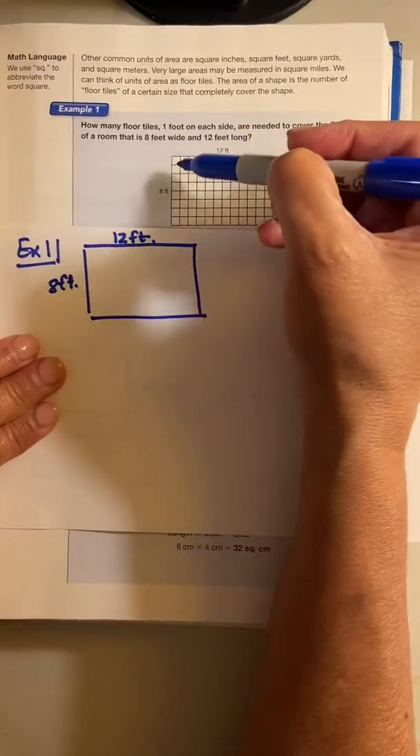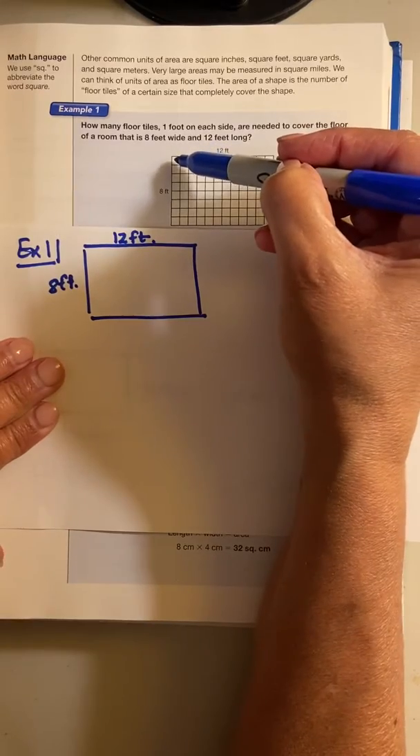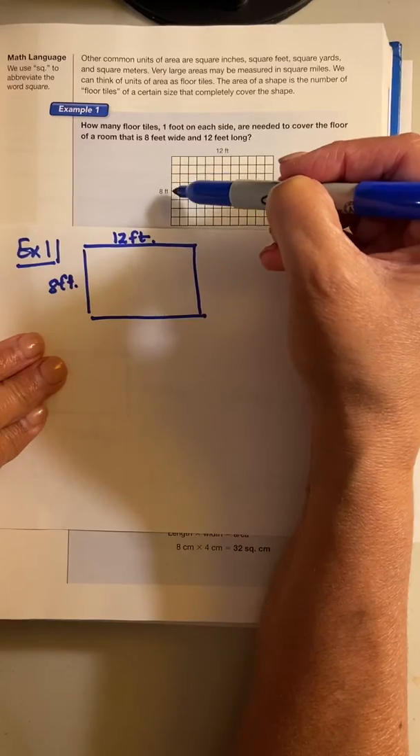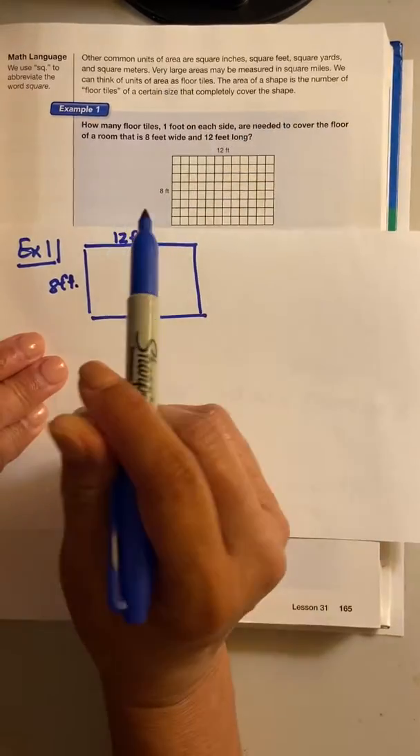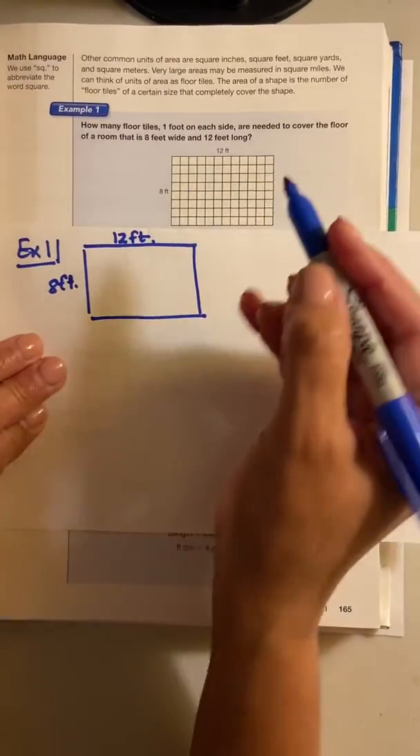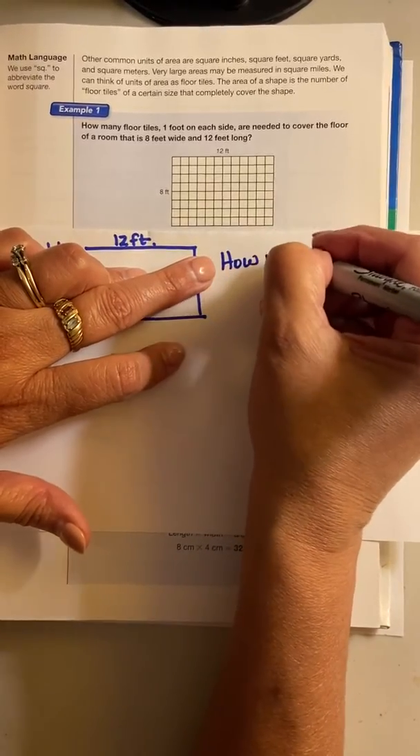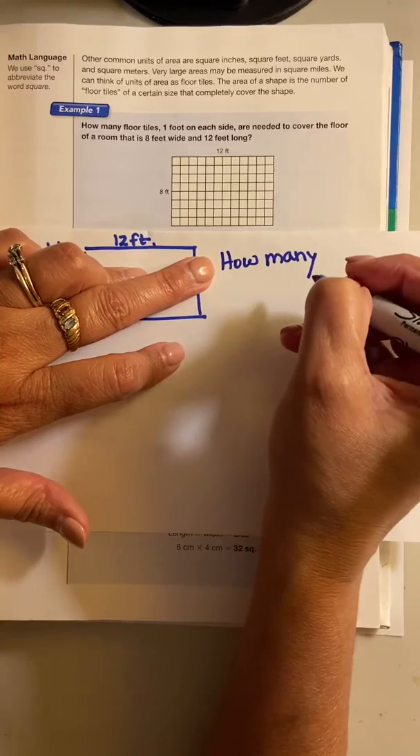And again, if each square tile is 1 foot, and this is 8 feet, I should have 8 tiles. 1, 2, 3, 4, 5, 6, 7, 8. All right? So the question is, I'm just going to shorten my question. You don't have to write the whole thing.